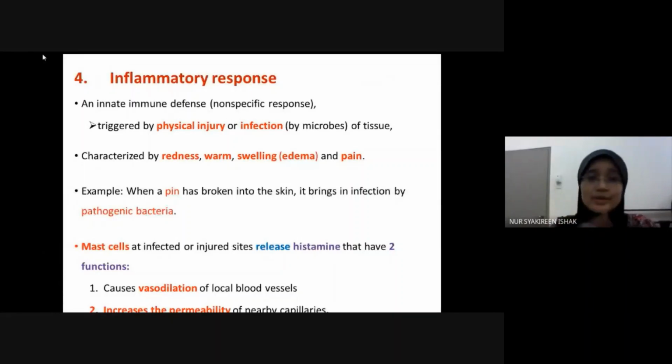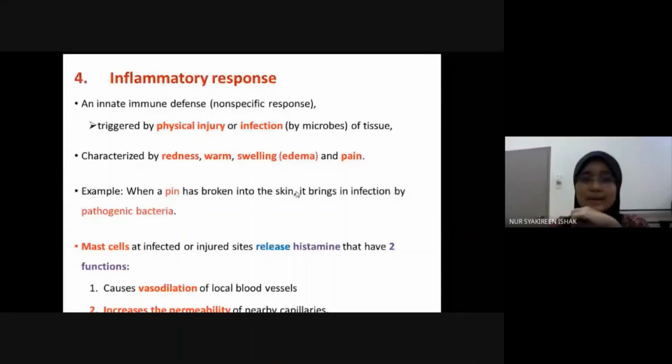Salah satu lagi contoh inflammatory response adalah demam, fever. So fever is an example of systemic inflammatory response. Dia berlaku pada keseluruhan badan awak. Seluruh badan akan jadi panas, okay, inflammatory. So that's why nama dia adalah inflammatory due to the heat produced, warm, okay. So it is characterized by redness, warm, swelling or edema, and the skin. It brings in infection by pathogenic bacteria.